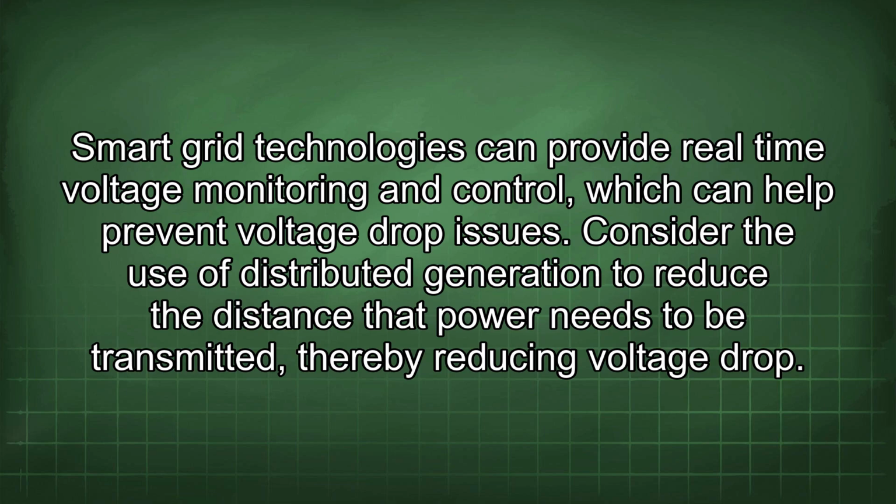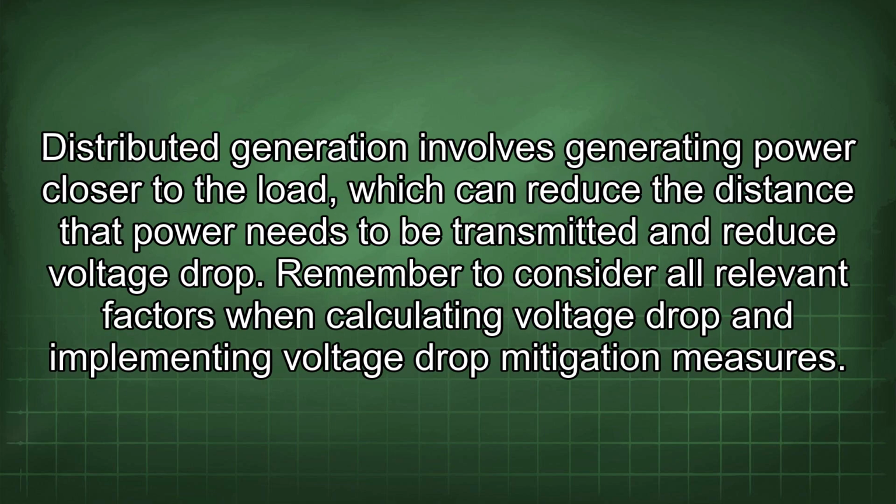Consider the use of distributed generation to reduce the distance that power needs to be transmitted, thereby reducing voltage drop. Distributed generation involves generating power closer to the load, which can reduce the distance that power needs to be transmitted and reduce voltage drop. Remember to consider all relevant factors when calculating voltage drop and implementing voltage drop mitigation measures.